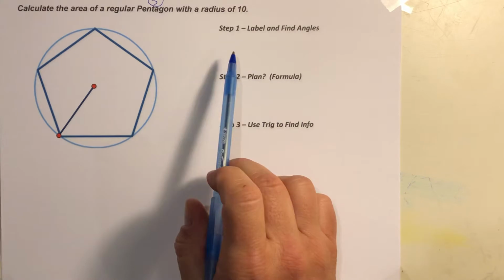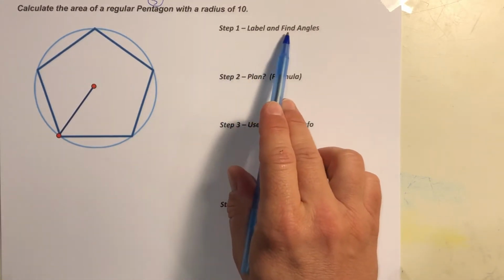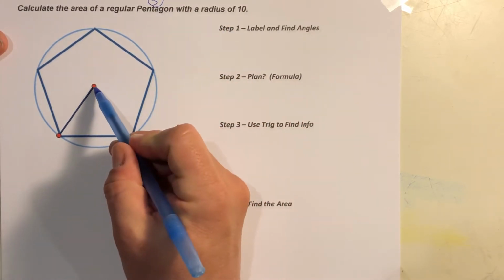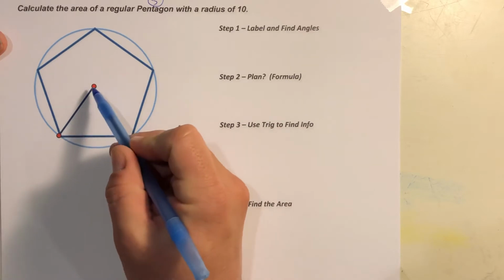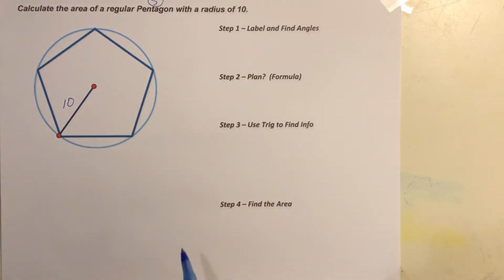So what I want to do is follow these steps. These are my recommended steps for you. Step 1, label and find angles. So I see that I have a radius of 10. Now remember, radius goes from the center of the circle out to it. So I'm going to put my 10 right here, right? 10 units, 10 centimeters, 10 whatever.